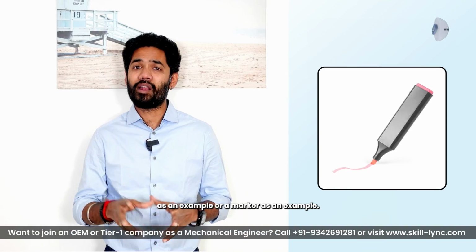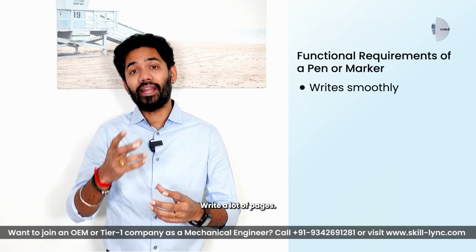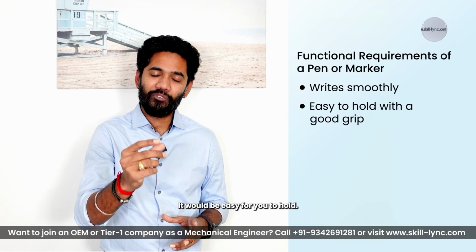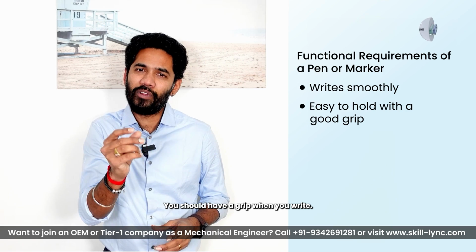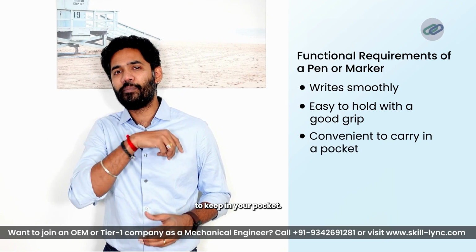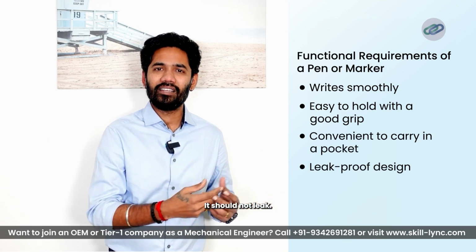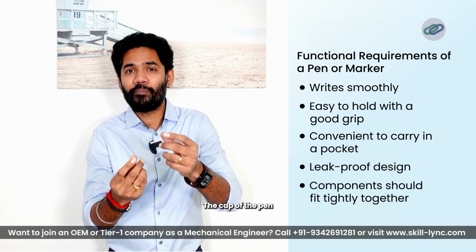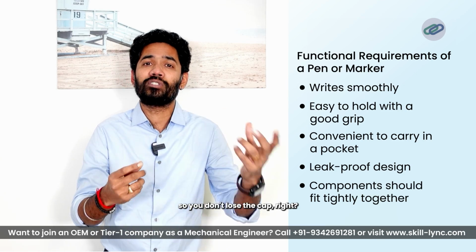Let us not even consider the automotive industry here. Let us consider a pen or a marker as an example. What could be the functional requirements for a pen or a marker? It should of course write smoothly, write a lot of pages. It should be easy for you to hold. You should have a grip when you write. It should be easy to keep in your pocket. It should not leak. The cap of the pen should close really tight so you don't lose the cap. There could be multiple functional requirements.